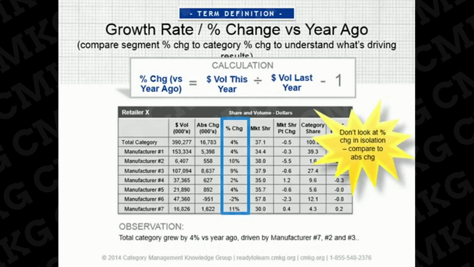The interpretation from this is that the category is growing 4% versus year ago, driven by manufacturers 7, 2, and 3. Note that manufacturer 2 looks like it's a major driver of growth, but when you compare to the absolute change, you can see that because it's so small, it's not an important consideration.